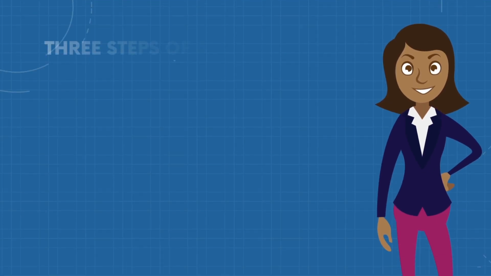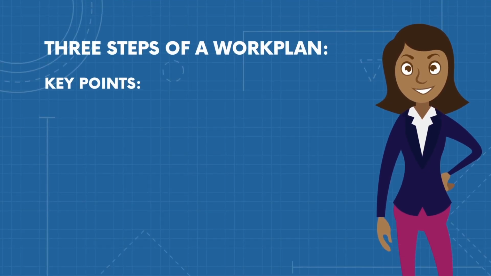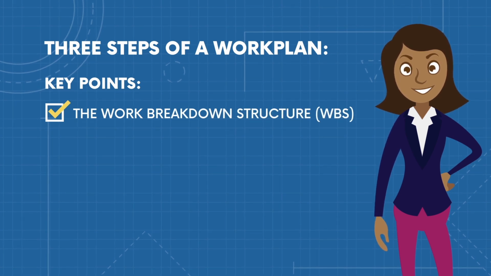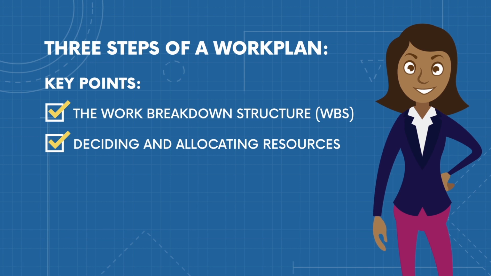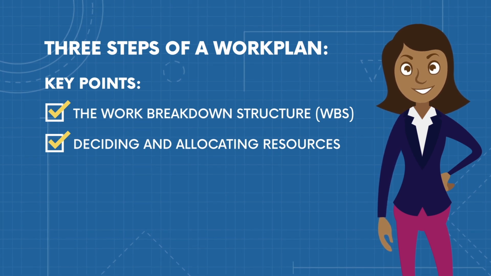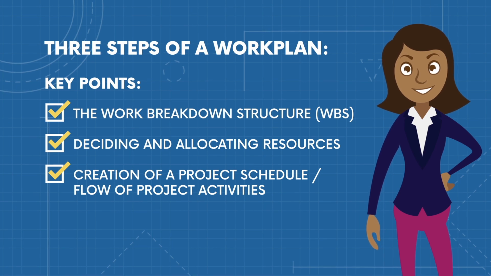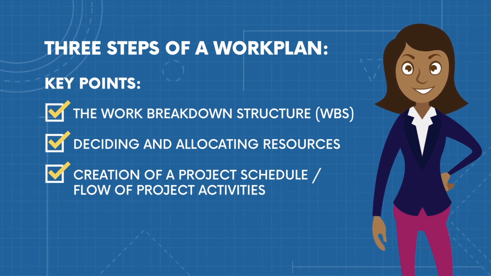The work plan can be divided into 3 steps. 1. The work breakdown structure, WBS. 2. Deciding and allocating resources. 3. Creation of a project schedule or the flow of project activities.